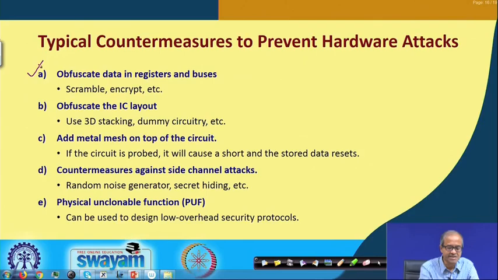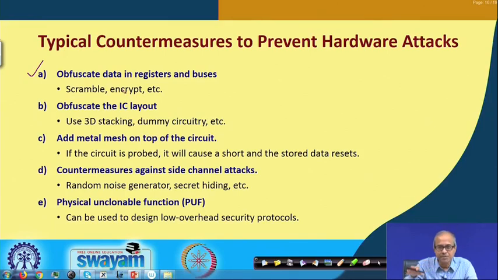The first one says obfuscate data in registers and buses. Obfuscate means to hide them, to encrypt them in some way. Suppose I am trying to store some data, I am not storing the data just like that, I am storing it in some kind of an encrypted form. So, that even if someone reads it, they will not understand what it is. Okay? This is called obfuscation. We try to obfuscate the sensitive data that we are storing inside a chip. We do some kind of scrambling, encryption, stuff like that.